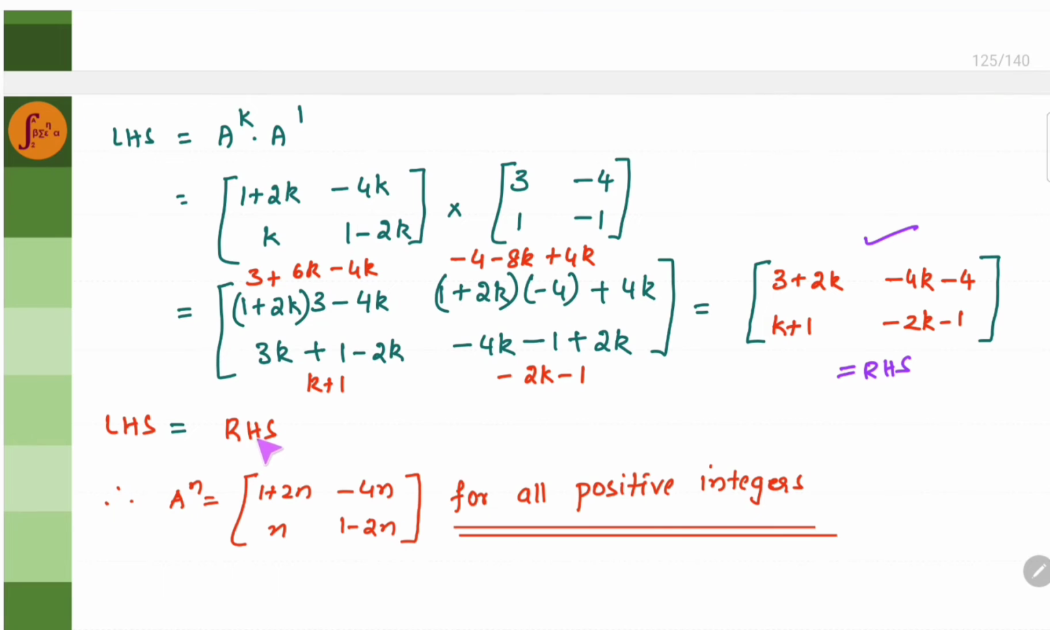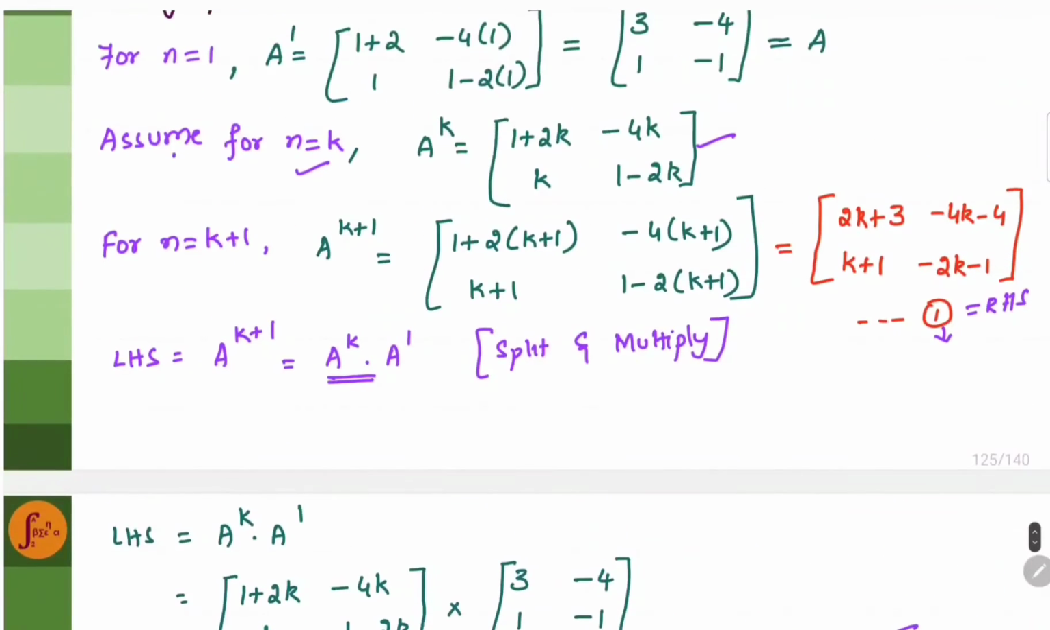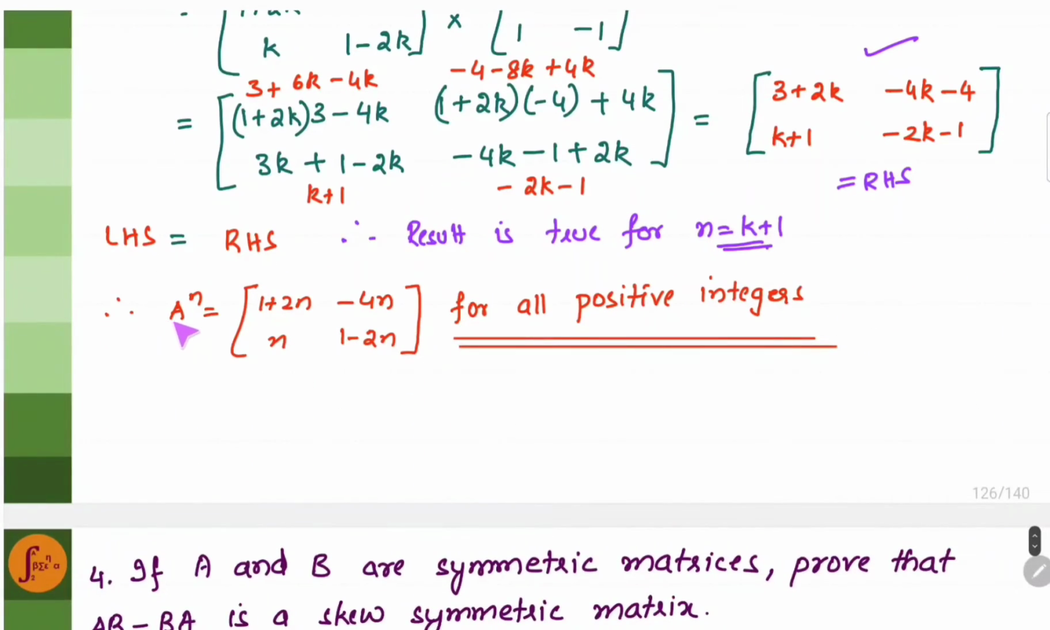So LHS is equal to RHS. Therefore, the result is true for n is equal to k plus 1 because LHS is equal to RHS. Therefore, the result is true for all positive integers because it's true for n is equal to 1, n is equal to k, n is equal to k plus 1. We proved all of it. So thereby, it is true for a to the power n also. Thereby, it's true for all integers. So we write therefore a to the power n is equal to this one for all positive integers.